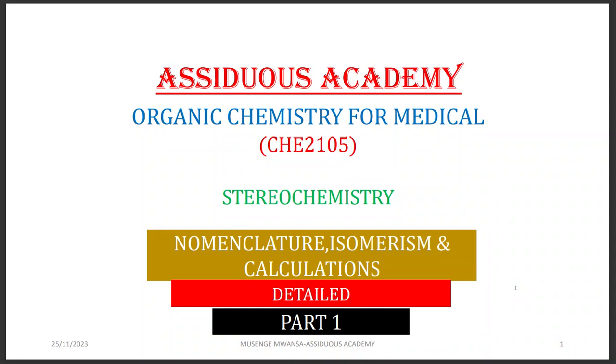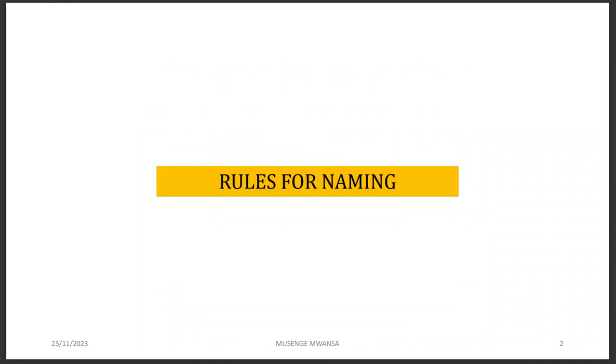You are supposed to have done this topic in first year. I don't know if you did, but I don't think you did. So, start first with nomenclature, how to name compounds, and also isomerism and calculations. This is a very interesting topic. I love it. Now, the first thing is we need to know the rules of naming compounds. You might have done it in first year or you might not have done it.